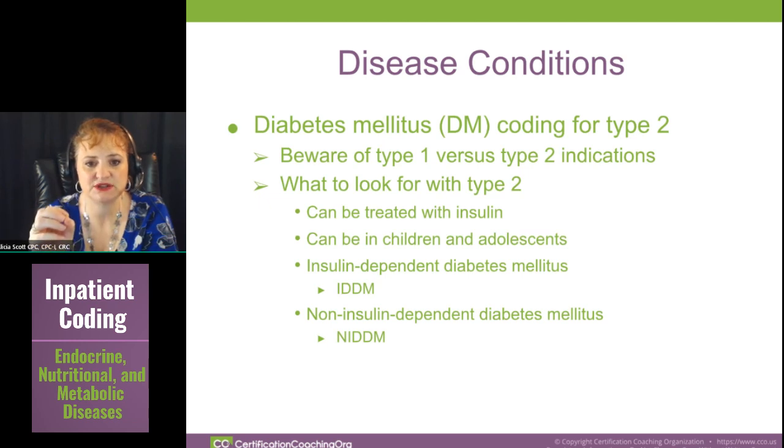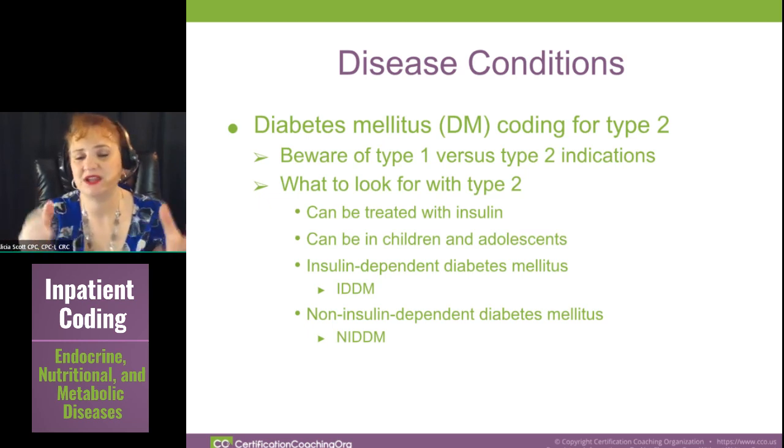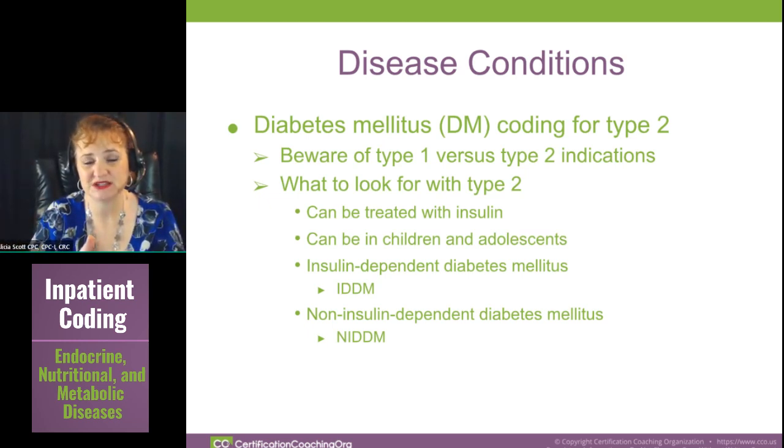So that's why that's being reiterated again. Type 1 versus type 2. If you have type 2, you could be treated with insulin. So you could have the long-term insulin use code, that Z code. Now, if you have type 1, it's a given. You're on insulin. Would you code long-term insulin use for a type 1 diabetic? Yes, you can, but it's redundant because we know all type 1 diabetics use insulin, right?